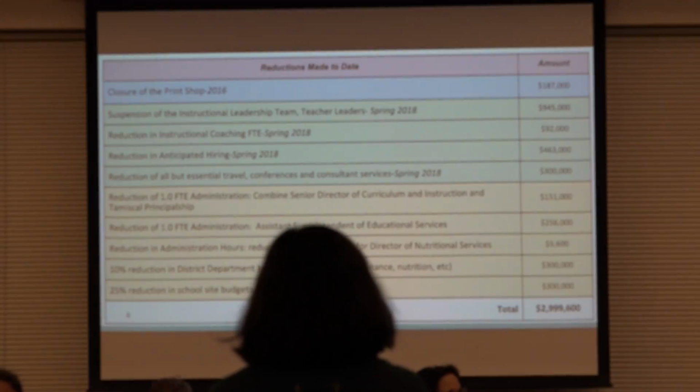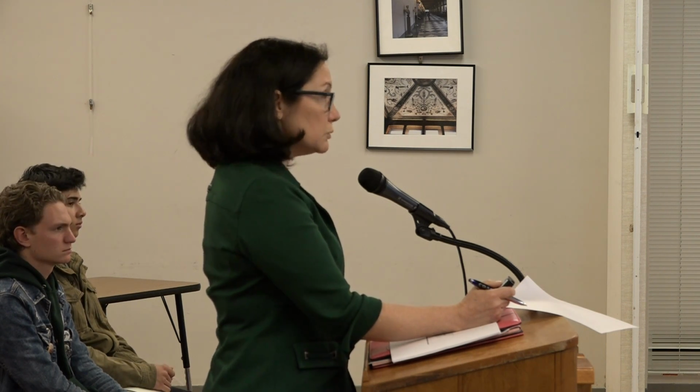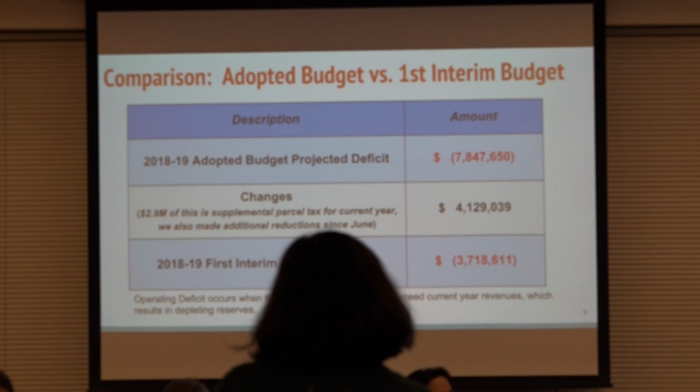These were the reductions that were made to date. Obviously, the blue was in 2016. The list of items in green were things that were made in the spring of last year and were part of the adopted budget in June. And the things in yellow were reductions that were made since the adopted budget. So in the comparison, where we were in June, we were projected to deficit spend just under $8 million. The total changes that have taken place since then, which include realization of $2.9 million of supplemental parcel tax revenue, bring the projected deficit down to $3.7 million for this year.